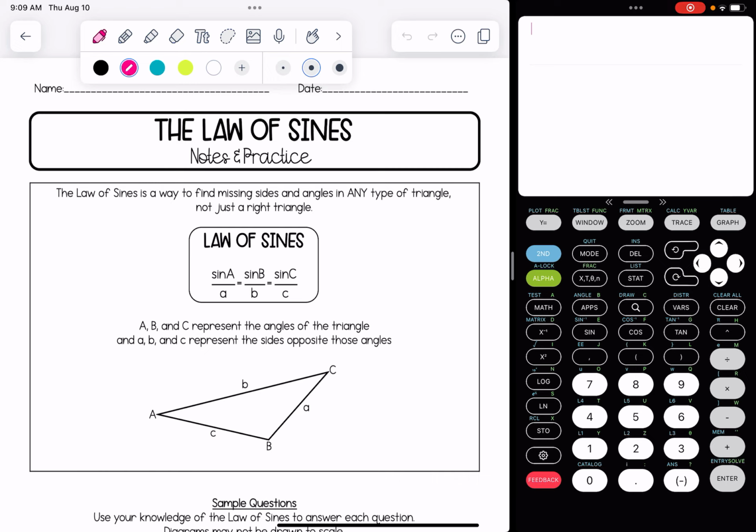This video is going to cover the law of sines. So the law of sines is a way to find missing sides and angles in any type of triangle, not just a right triangle. So the law of sines is the sine of A over a, equals the sine of B over b, equals sine of C over c.